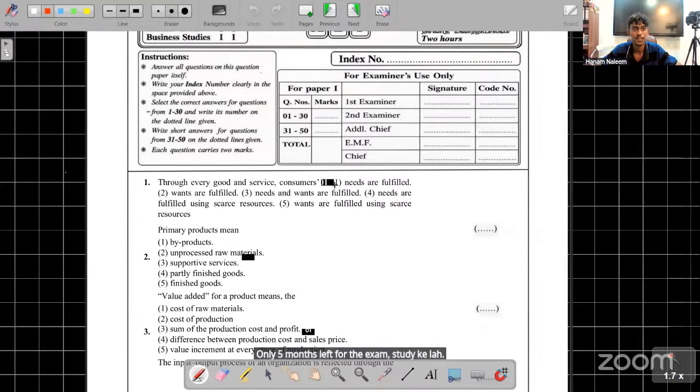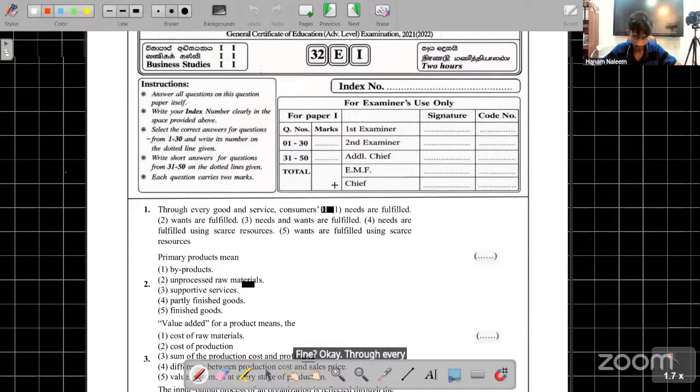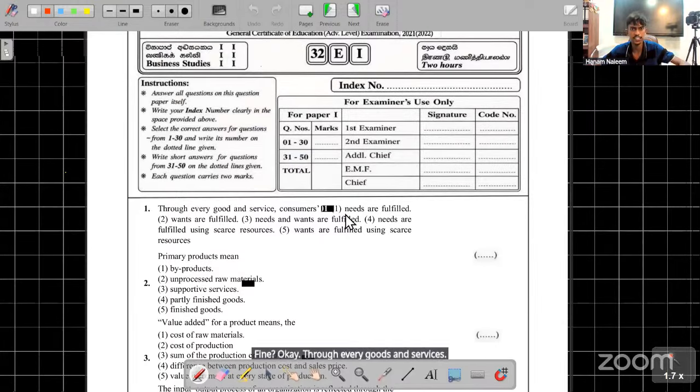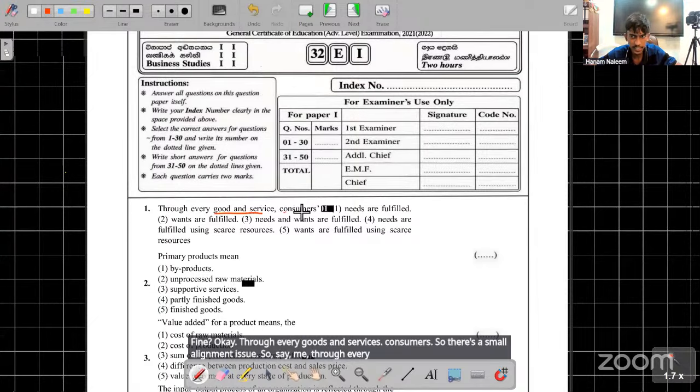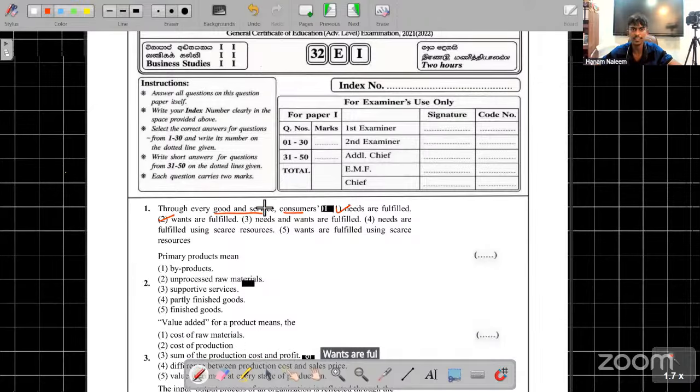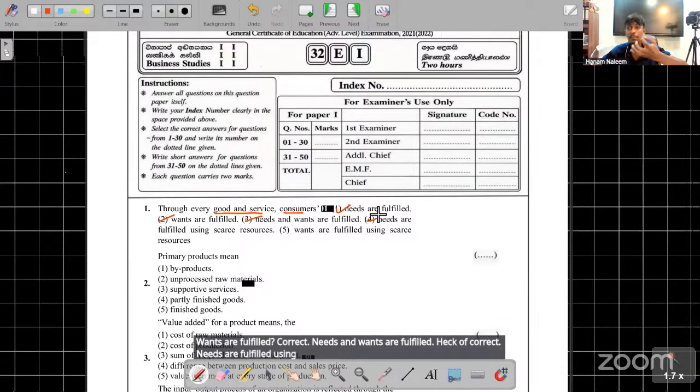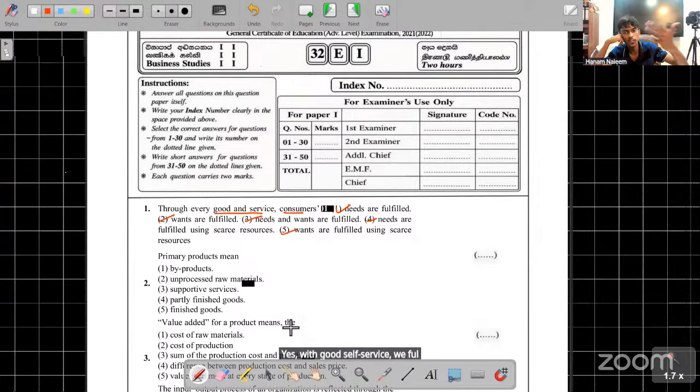Fine. Okay. Through every good and service, consumers' needs are fulfilled. Correct. Wants are fulfilled. Correct. Needs and wants are fulfilled. Correct. Needs are fulfilled using scarce, that is limited, resources. True. Wants are fulfilled through limited resources. All are correct. Yes, with goods and services, we fulfill the needs, the wants, and all those.